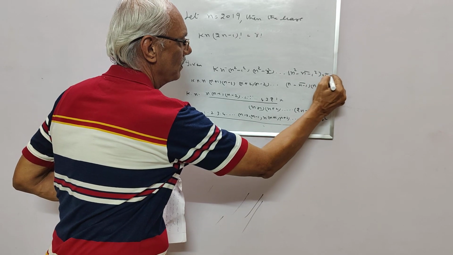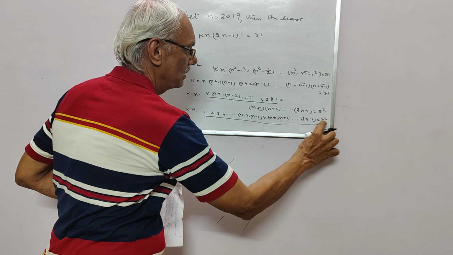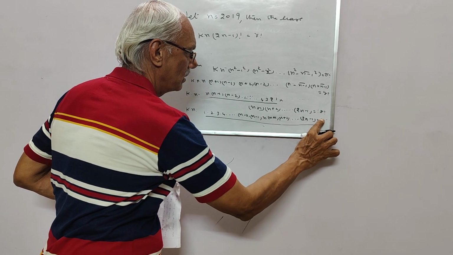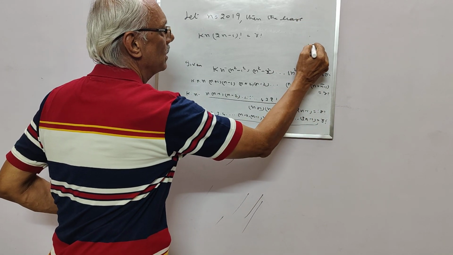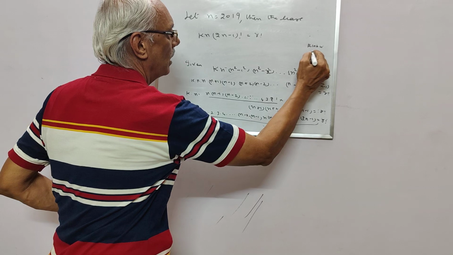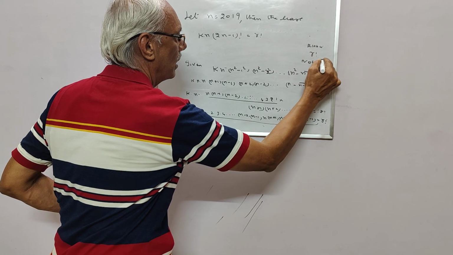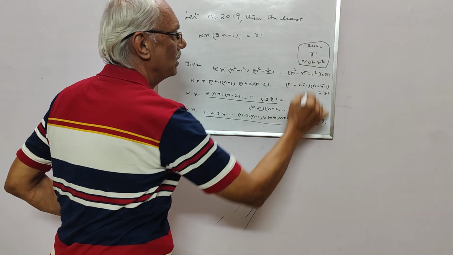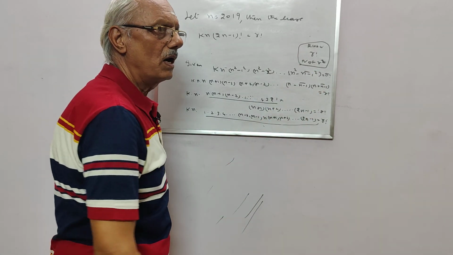Where to write the problem? See, right hand side in the problem is r factorial and not r squared.